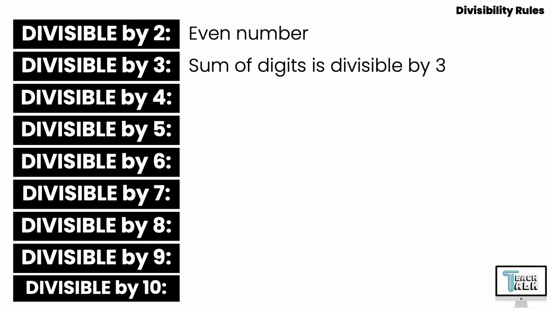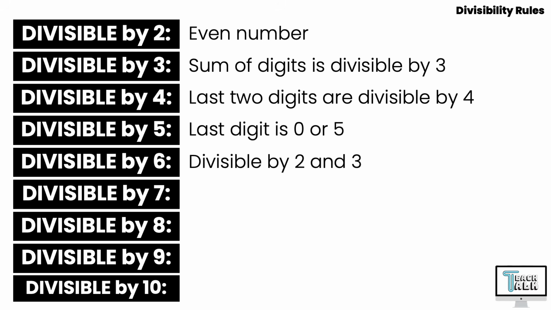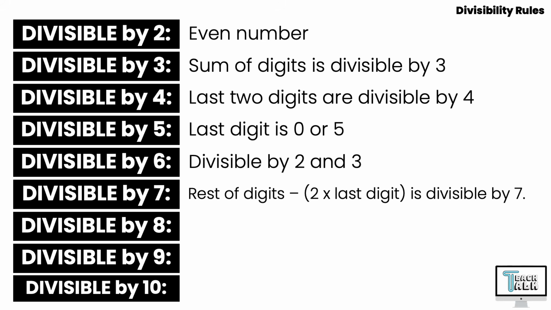Next, sa divisible by 4 naman, dapat the last 2 digits are divisible by 4. Again, divisible by 4 kapag last 2 digits are divisible by 4. Next, divisible by 5 if it ends with 0 or 5. Kung ang last digit natin, 0 or 5. Next, divisible by 6, it is divisible by 6 kung divisible siya by 2 and 3. Sa divisible by 7, medyo challenging. Dapat i-times 2 natin yung last digit tapos i-subtract natin siya sa rest of the digits. So rest of the digits minus 2 times the last digit is divisible by 7.